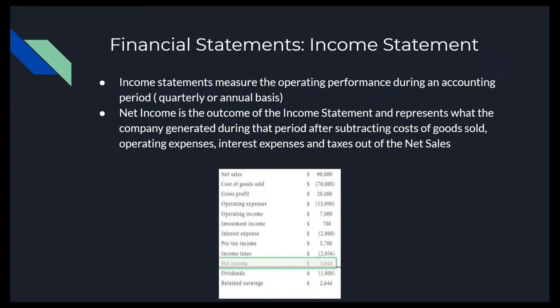The income statement. Income statements measure the operating performance during an accounting period, either on a quarterly or annual basis. Net income is the outcome of the income statement and represents what the company generated during that period after subtracting costs of goods sold, operating expenses, interest expenses, and taxes out of the net sales.